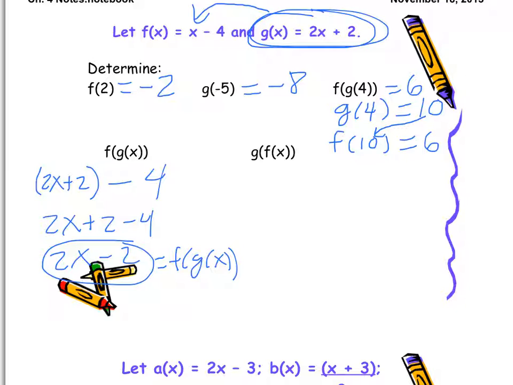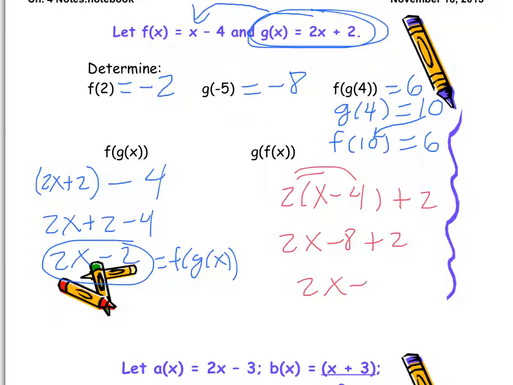Okay? What if I do it the opposite way? What if instead I do g of f? Here's the function g, that's 2x plus 2, but notice I have not put in x because instead I'm going to replace x with x minus 4. Then I'll simplify here, getting 2x minus 8. Simplifying from there, I get 2x minus 6.